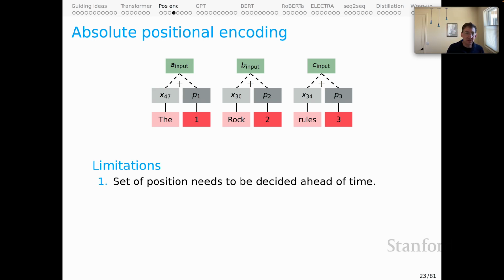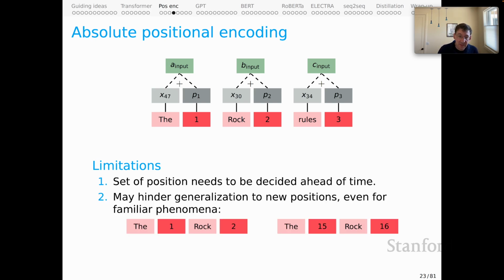Well, not so well. First, obviously, the set of positions needs to be decided ahead of time. When we set up our model, we will have some embedding space, maybe up to 512. And if we picked 512, when we hit position 513, we will not have a positional representation for that position.